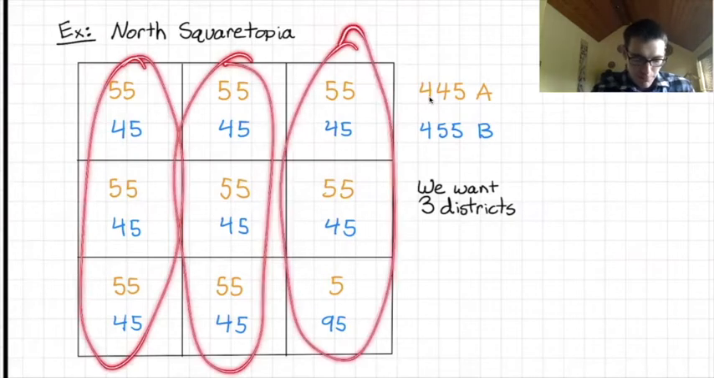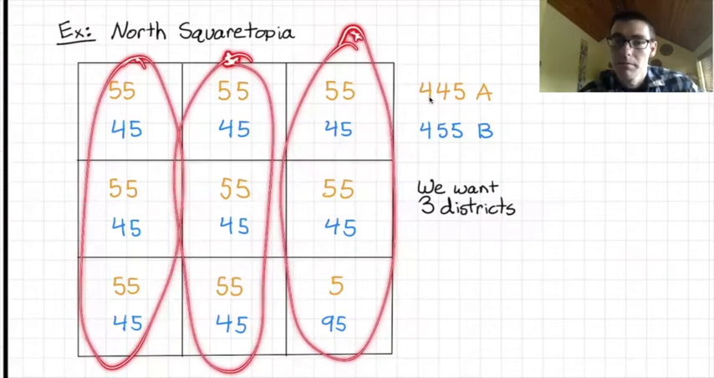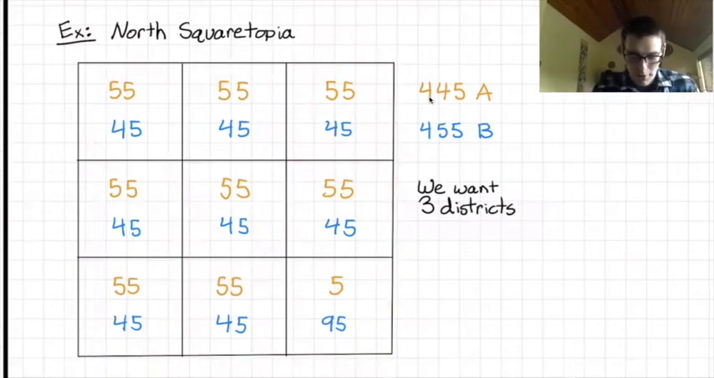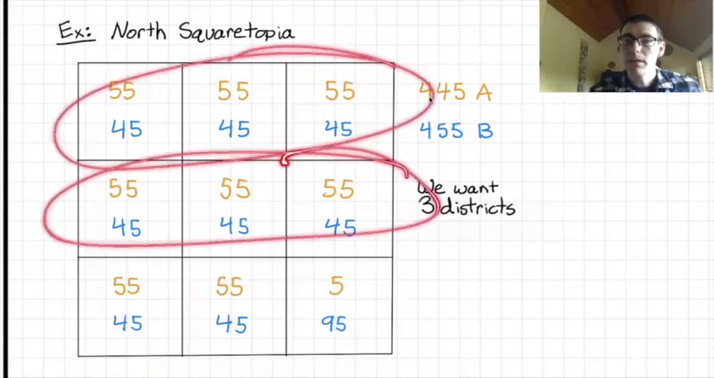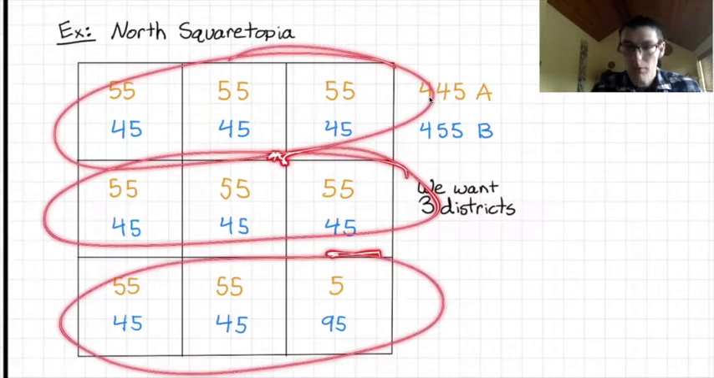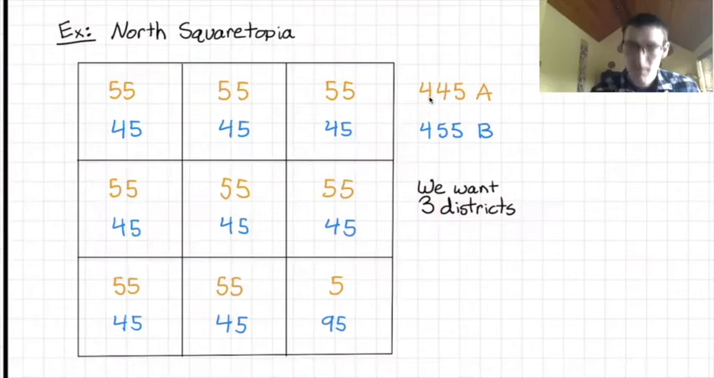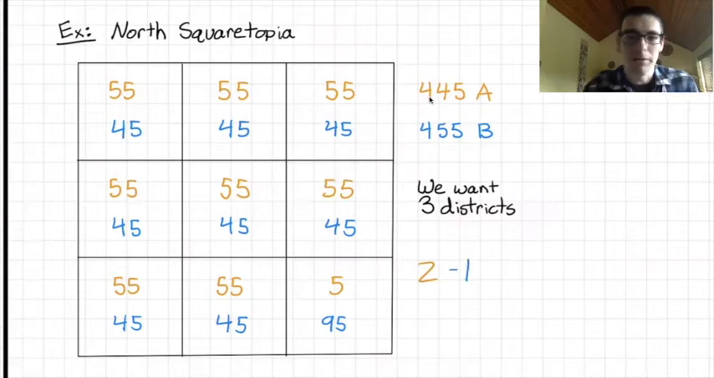In the first 2 districts, each county has the same distribution, so across the board, the orange party wins. In the 3rd district, the blue party wins. If we looked at a different way of drawing these districts, there will always be 2 districts that look identical, and then the 3rd district, the one that includes this bottom right county, will always favor the blue party. So no matter how we draw the districts, 2 districts will be won by the orange party, and 1 district will be won by the blue party.